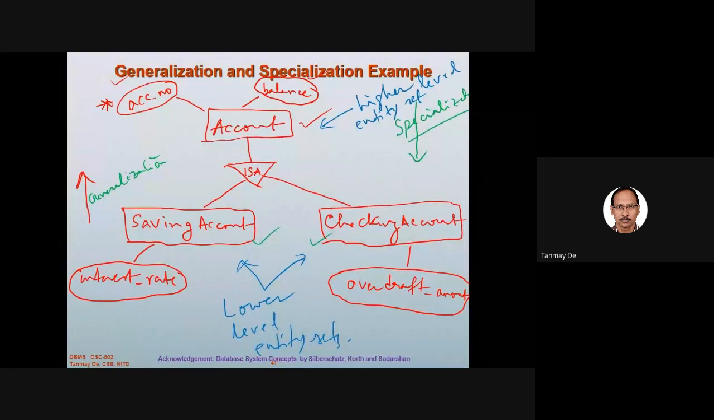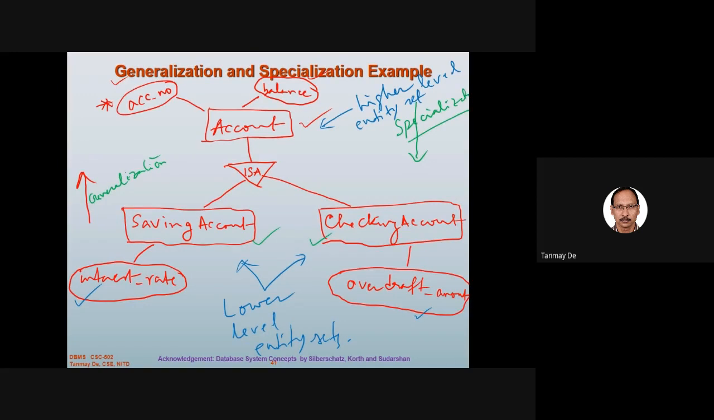For example, saving accounts and checking accounts are both lower level entity sets, and both share some common features. What are the common features? Account number and balance, and these actually come from the higher level entity set account. Other than these, saving accounts have another attribute, interest rate, whereas checking accounts contain another descriptive attribute, the overdraft amount.